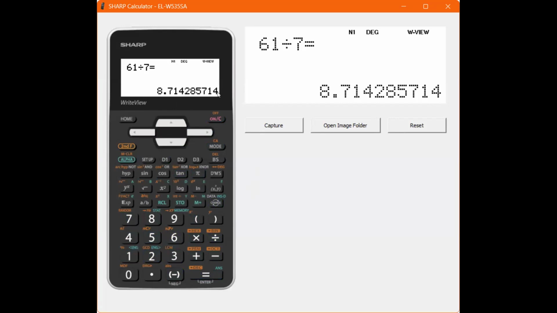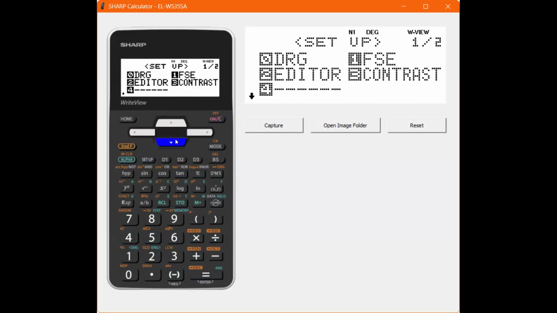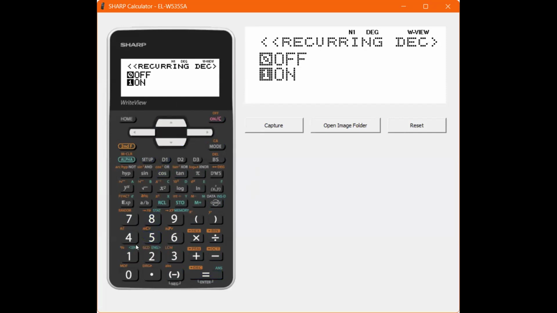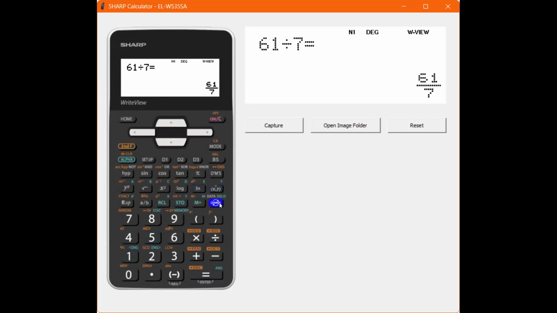So how do we set it up so that it shows us that it is a recurring decimal? We're going to press setup, and we're just going to press down, more to show you than is actually necessary. Choose 5 for recurring decimal and press 1 for on. Now, when I change it, you'll see that it gives me the recurring version as well as the normal decimal version so that you can see the full length of that answer to 9 decimal places.